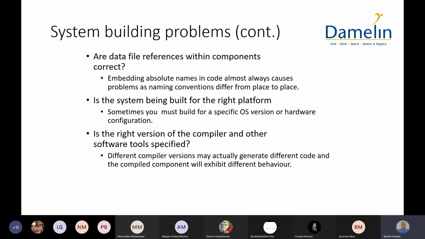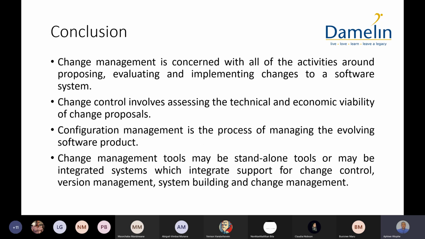Okay, so then just to summarize what we talked about in this study unit, change management is concerned with all the activities around proposing, evaluating, and implementing changes to a software system. Change control involves assessing the technical and economical viability of change proposals.